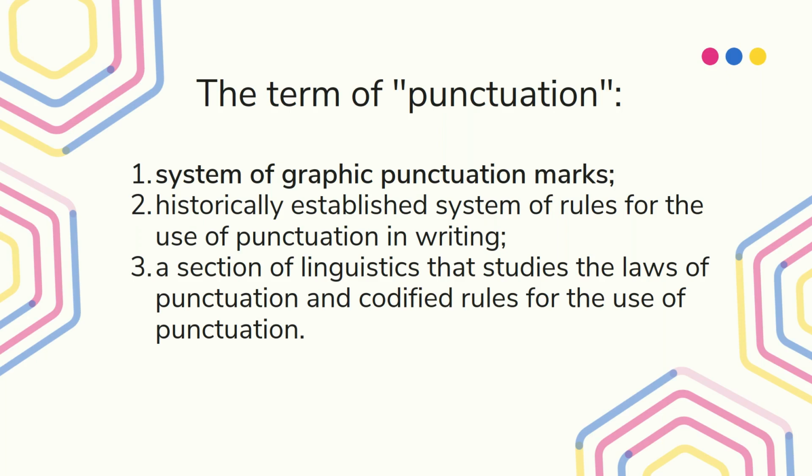We consider punctuation in this work as a system of graphic punctuation marks, and among them are end-of-sentence marks: period, ellipses, which can also be inside a sentence, question mark, exclamation mark. Characters within sentences are comma, semicolon, colon, dash, hyphen, brackets, parentheses, quotation marks, etc.